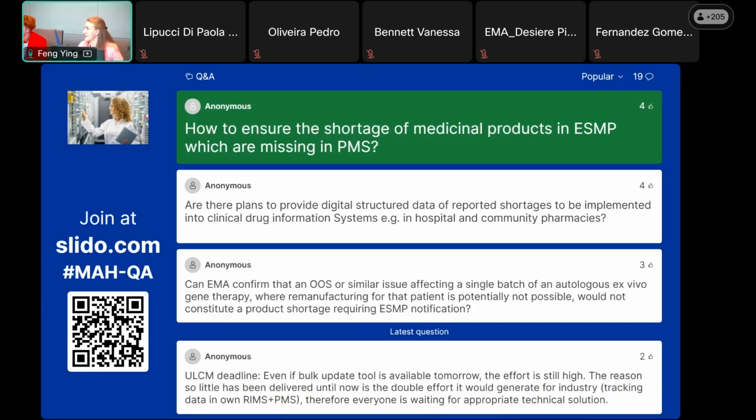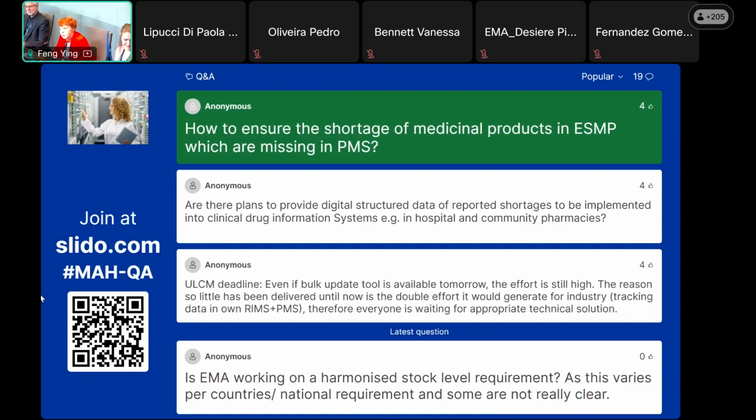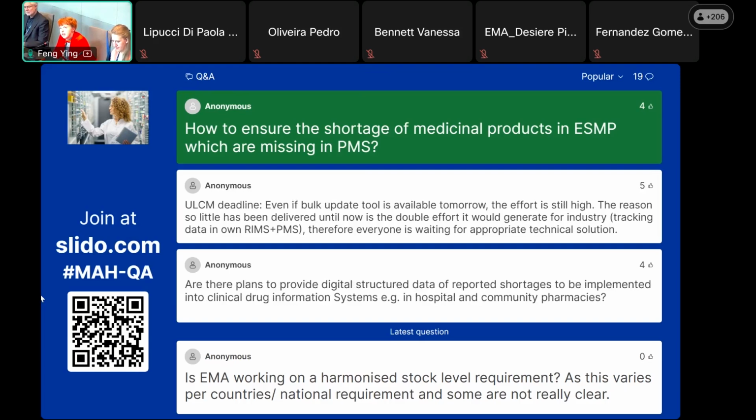How to ensure the shortage of medicinal products in ESMP which are missing in PMS? I'll give this to Sophia. So yes, for these cases, please do report them to us via a service desk or ask EMA, and then we'll get back to you directly. So also, as Marco said, this issue should be fixed shortly in the next quarter. So hopefully this issue will go away. But in the meantime, do let us know via those alternative channels.